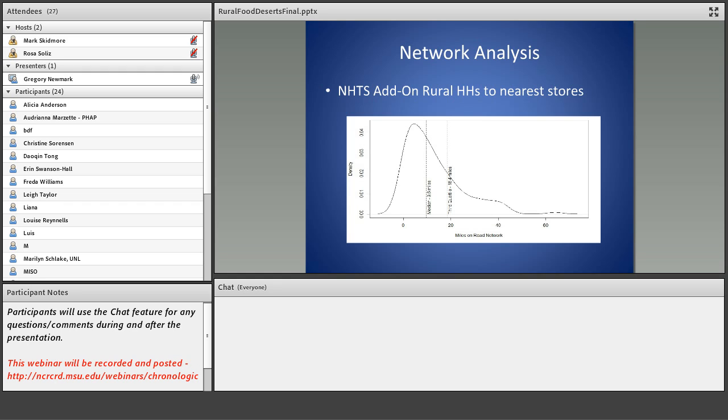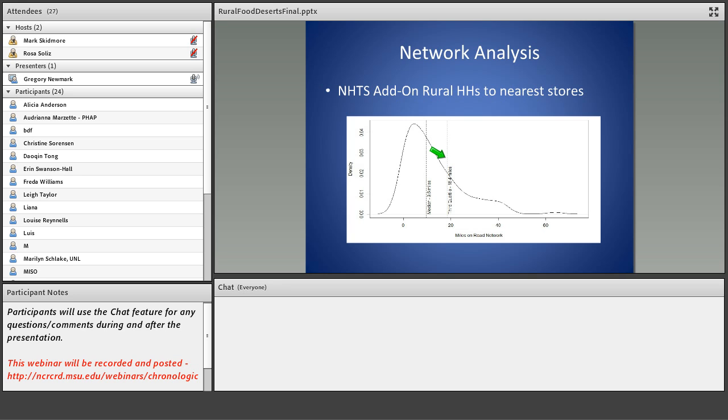We basically took the household locations of everyone in rural areas that were surveyed as part of the NHTS in Wisconsin, and then we got all the locations of major grocery shopping venues, and we used the road network to analyze the distances to the closest shopping venue. So here's the distribution of distances, and the median distance, so half the people are on this side, half on this side, is just under 10 miles for rural communities, and in fact, 3/4 of the population is under 18 miles.